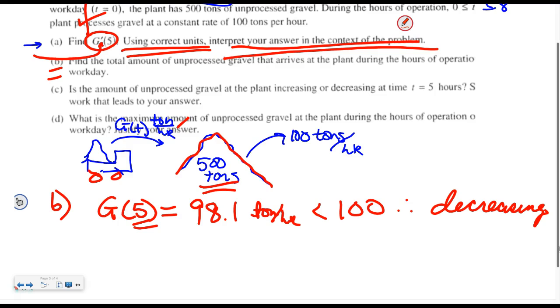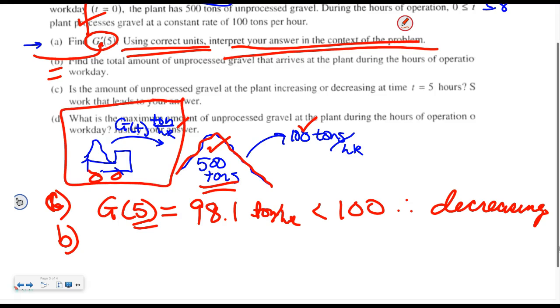All right. Next. That was actually part C, right? Nope. Oh, we forgot part. Did we do part B? I forgot part B. Let's put a C there. My bad, I forgot part B. Part B says find the total amount of unprocessed gravel that arrives at the plant. That has nothing to do with how much is there. Nothing to do with the rate it's going out. It's all about how much got dropped off during the 8-hour workday.